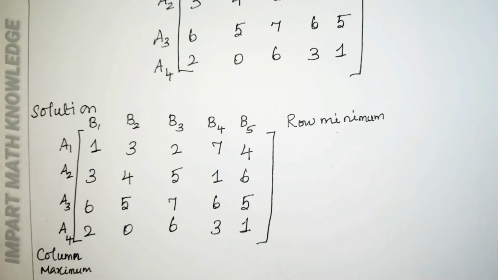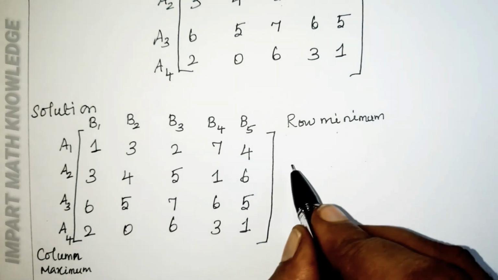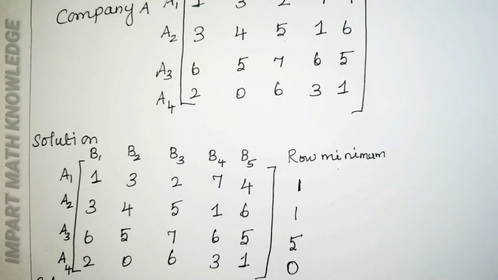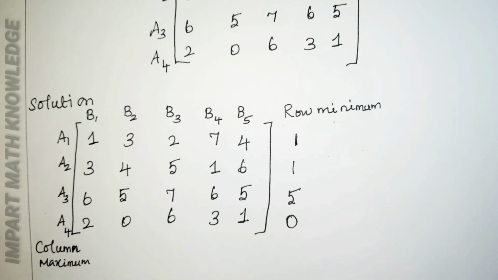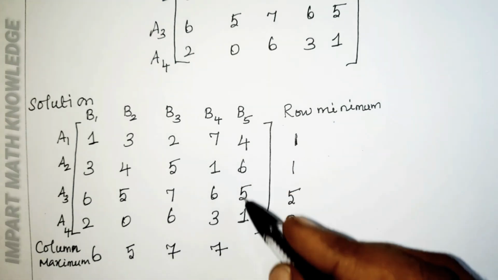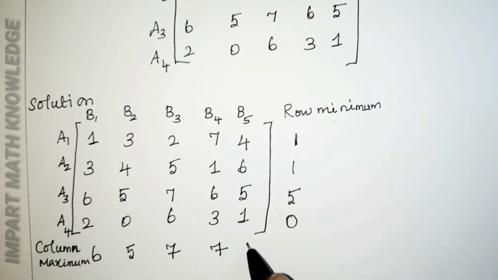For finding the optimum strategy, first you have to select the minimum value from each row. The first row minimum value is 1. The second row minimum value is 1 again. In the third row the minimum value is 5. In the fourth row the minimum value is 0. Next we have to select the maximum value from each column. The first column maximum value is 6. The second column maximum value is 5. The third column maximum value is 7. The fourth column maximum value is 7. In the fifth column the maximum value is 6.